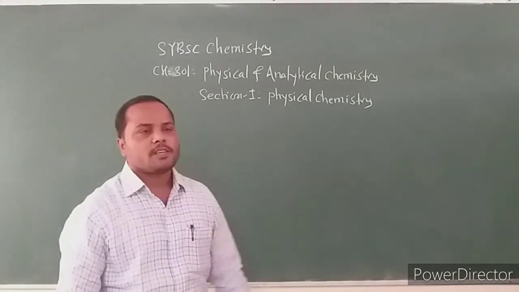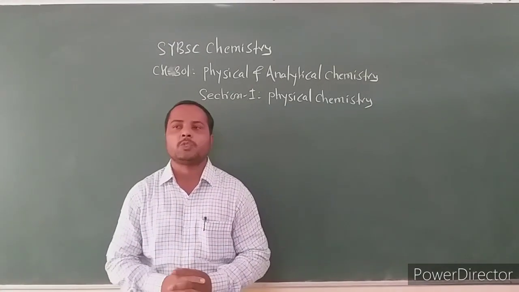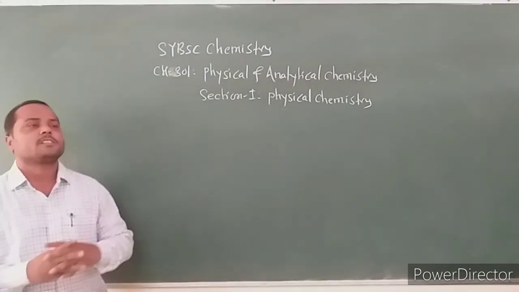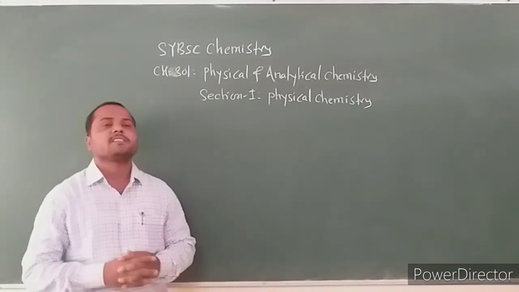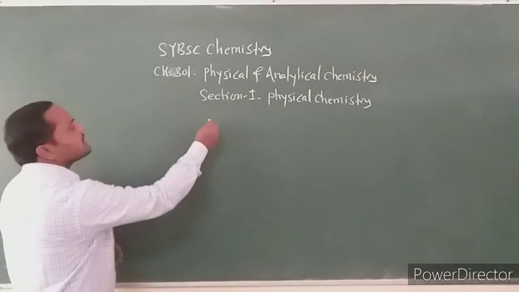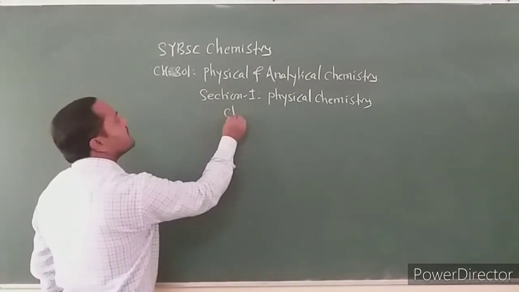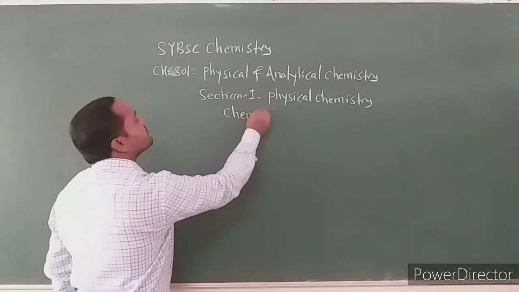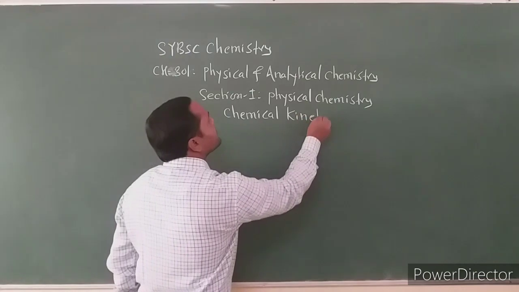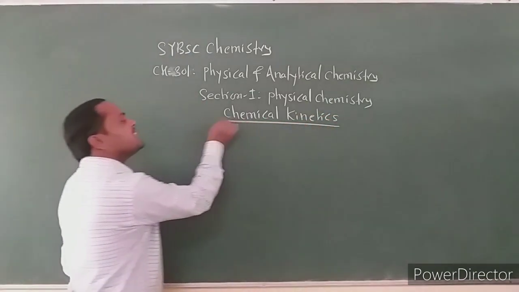Section one, physical chemistry, is divided into two chapters. The first one is chemical kinetics and the second chapter is surface tension. Today we start the first topic, chemical kinetics.